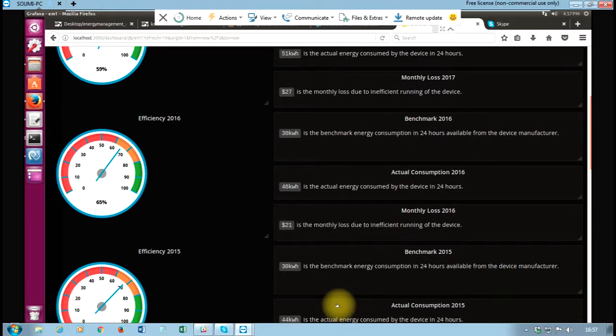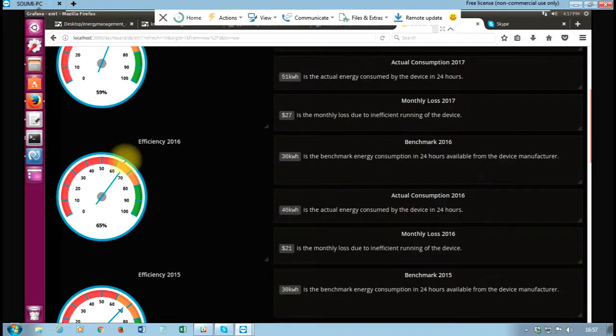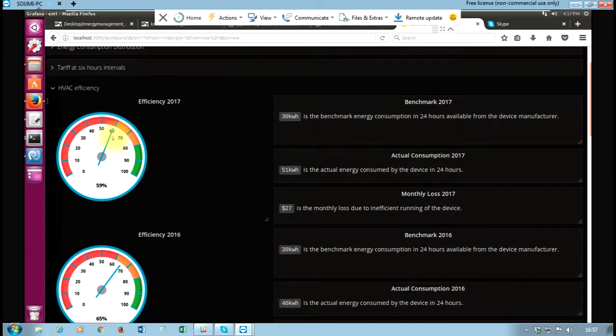But this inefficiency has actually grown over time, and the initial efficiency was around 70%, but it is getting worse, and currently for this year it is around 58%, and the current loss is around $27 per month. So this has already reached the red mark, and this is an indication to the user that he will probably need to look at his HVAC unit and get it repaired, or maybe buy a new unit.